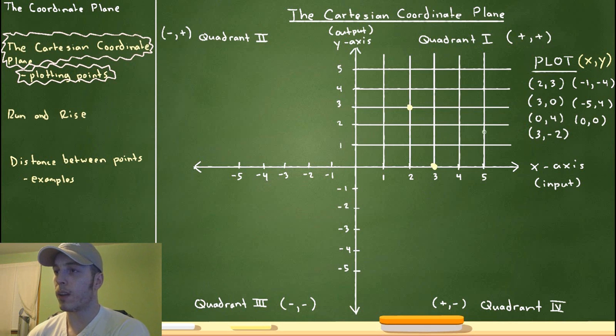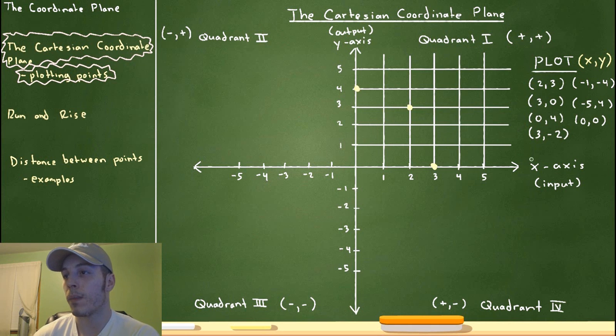Now we have the point 0, 4. So we begin in the center. The 0 is our horizontal movement. It's telling us not to move anywhere. So we stay put right here. And then we move up 4. 1, 2, 3, 4. And we are right here.